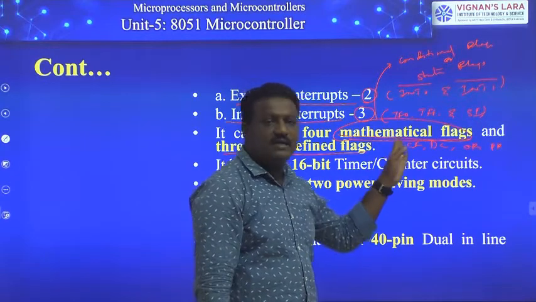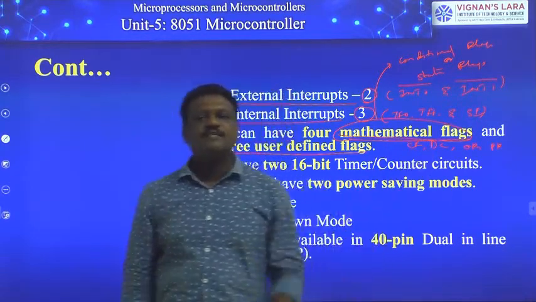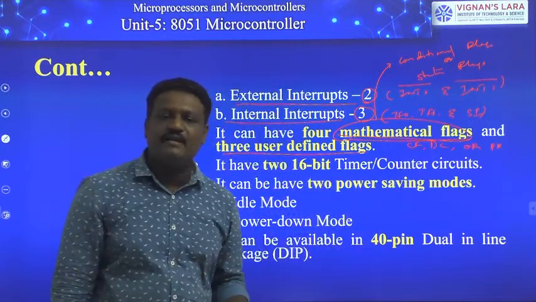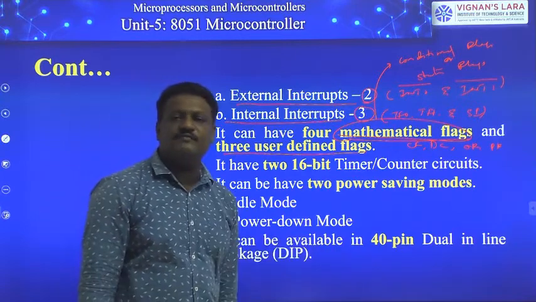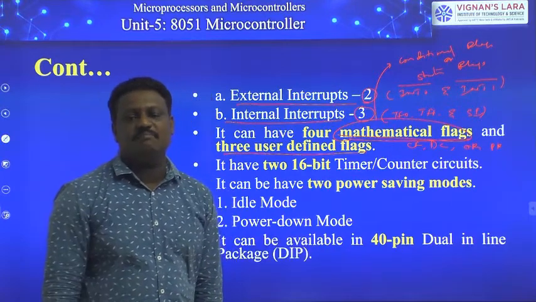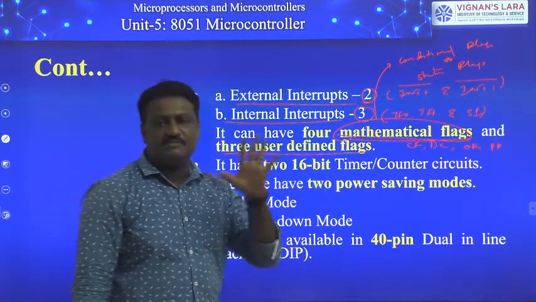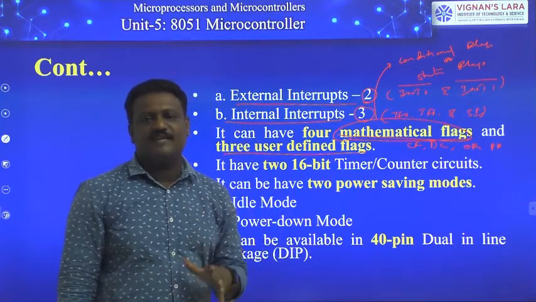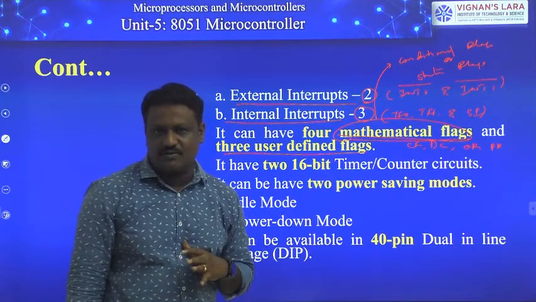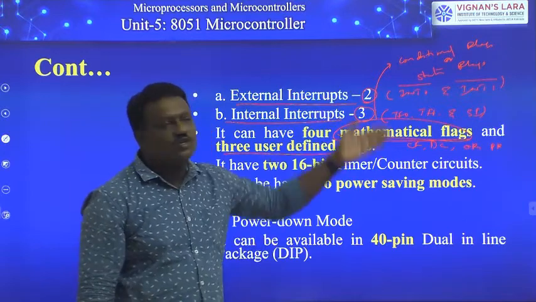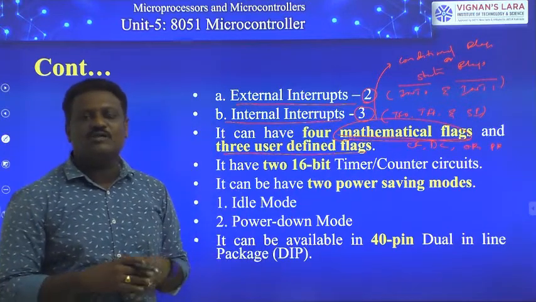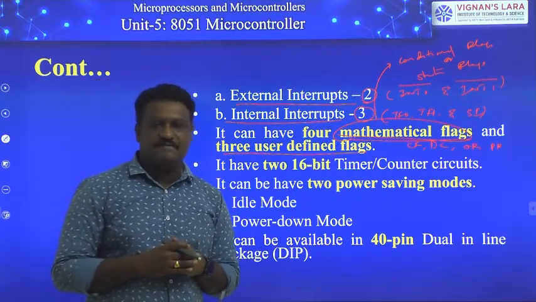So we have the carry flag, the second one is the digit carry, in the sense auxiliary carry, then the overflow flag, and the last one is the parity flag. These are the 4 flags we consider as the mathematical flags of the 8051 microcontroller. These 4 flags we can also call the conditional flags or status flags of 8051.